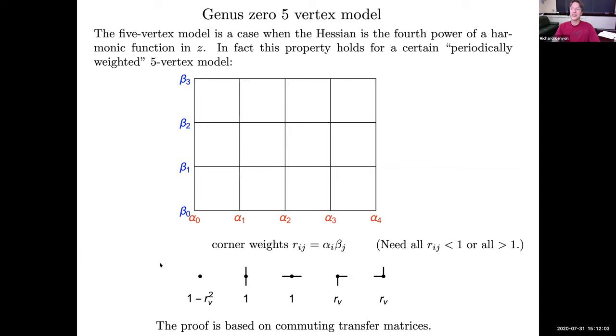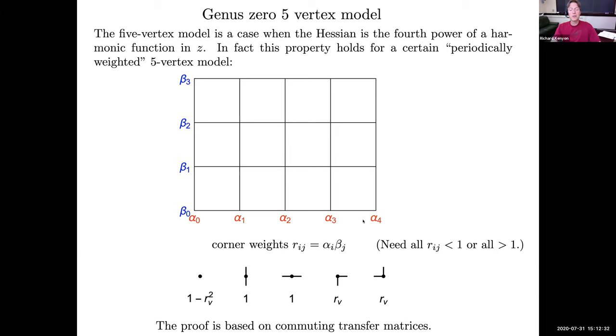We wanted to see to what extent this magic fourth power of harmonicity was true, and so we looked for ways to extend our results on the five vertex model. And here's what we came up with, which is in retrospect kind of obvious what to do: we're going to change the models to put different weights on all the vertices.